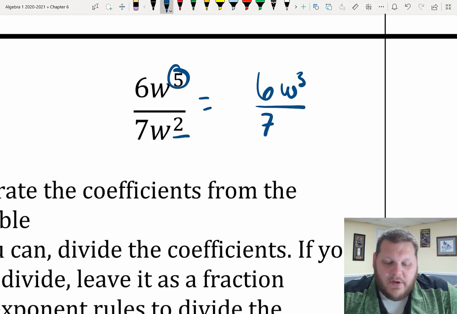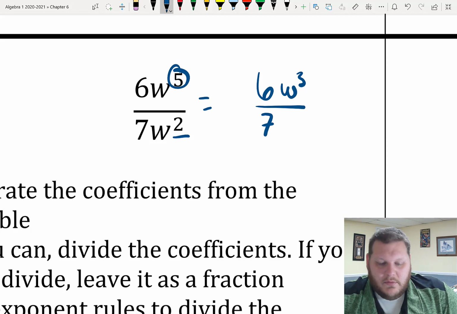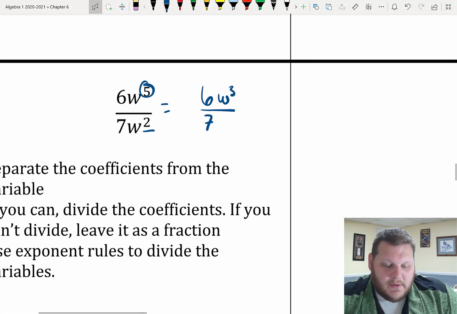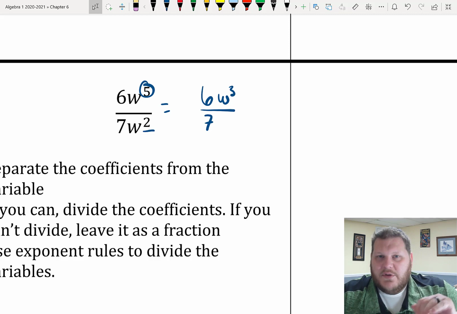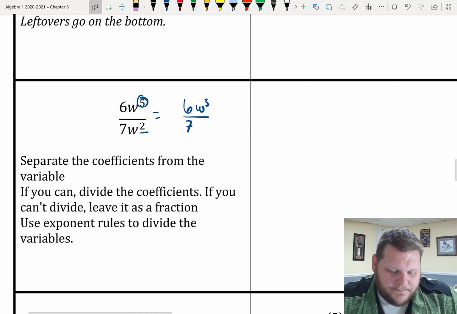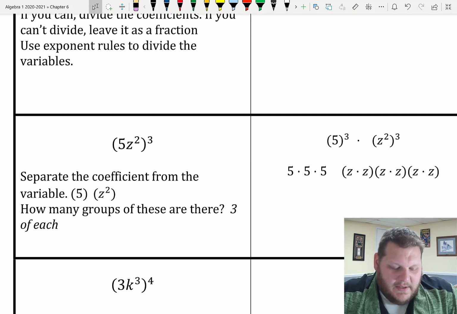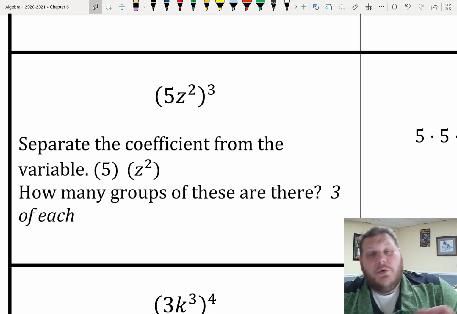So 6w to the 3rd power over 7 would be my final answer for that problem. Again, when I'm dealing with coefficients and variables, for the coefficients you just follow the operation, division, multiplication, whatever it is, and then we use that exponent rule on our variables because they're the same base. All right, getting into our power to another power.